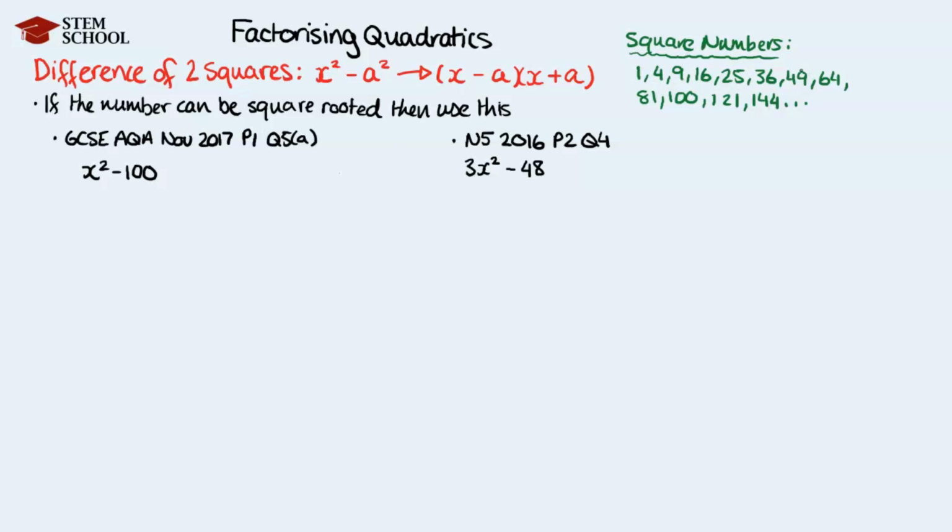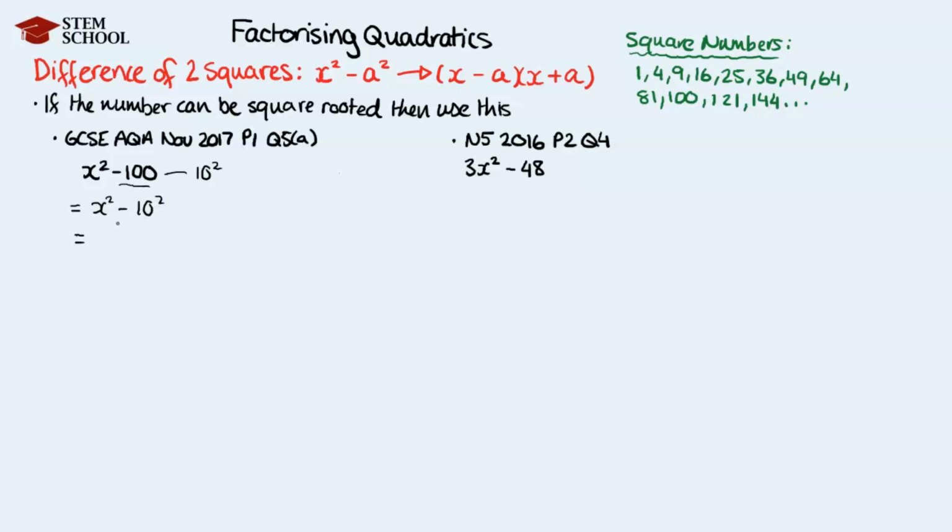So as always, you should always have the square numbers list in your head somewhere, right? So we'll have a go at this question. It's fairly simple. We've got x squared minus 100, okay? Is the 100 a square number? Well, yes it is, okay? This can be rewritten as 10 squared, okay? So 10 times 10. So we can rewrite it as x squared minus 10 squared, right?